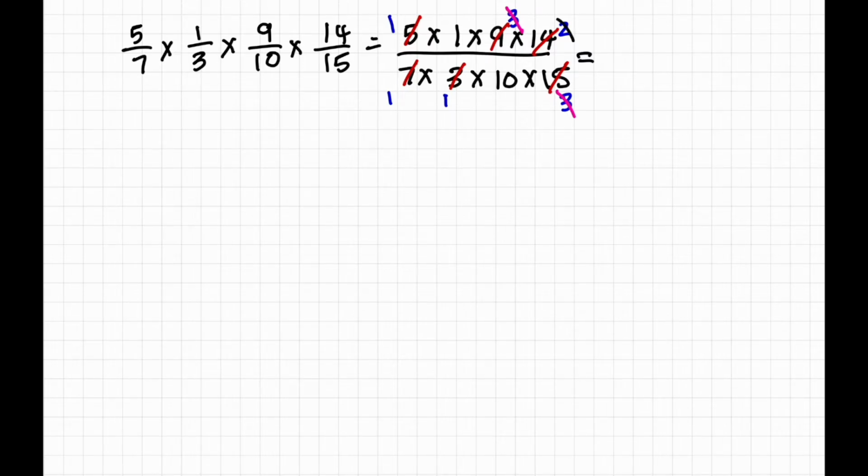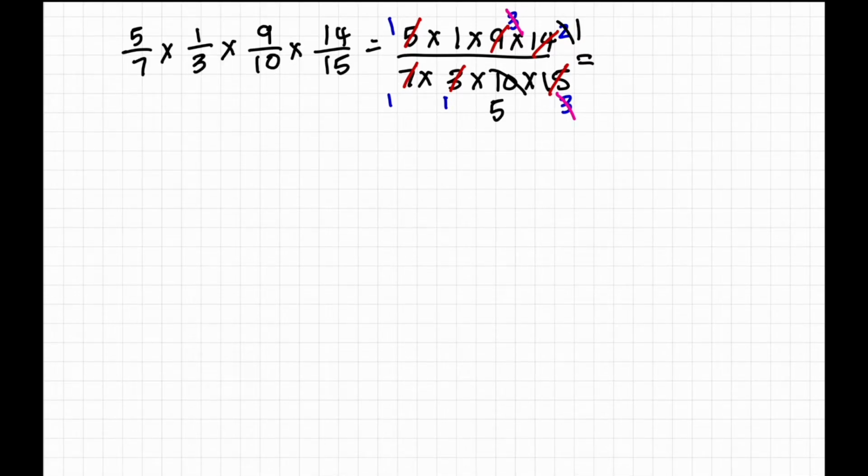So 10 divided by 2 is 5. And then 2 divided by 2 is 1. So now I'm just going to rewrite this because it looks a bit messy right now. So 1 times 1 is just 1. And then everything's canceled out.